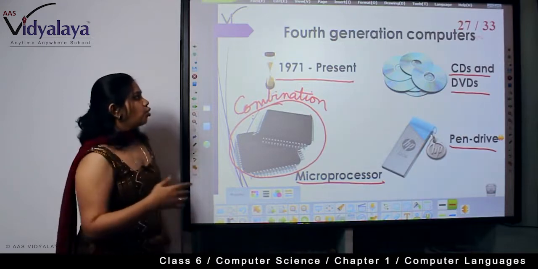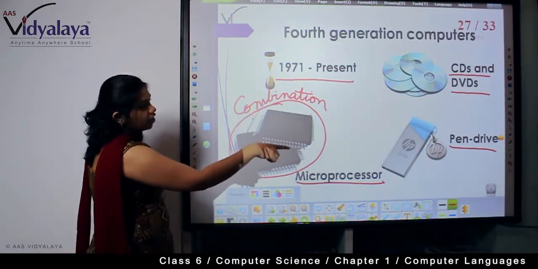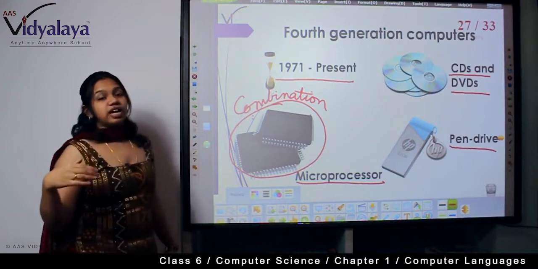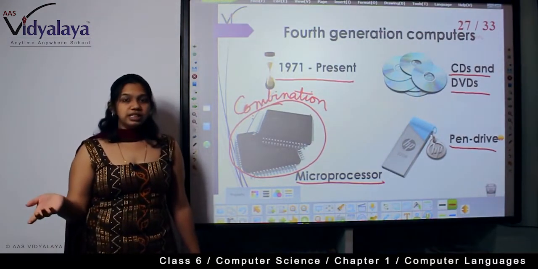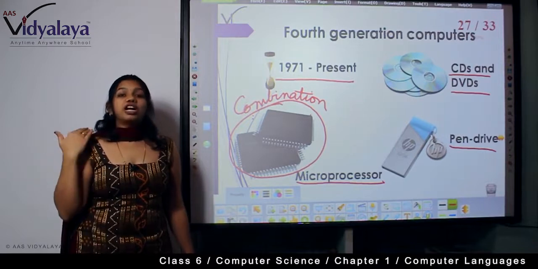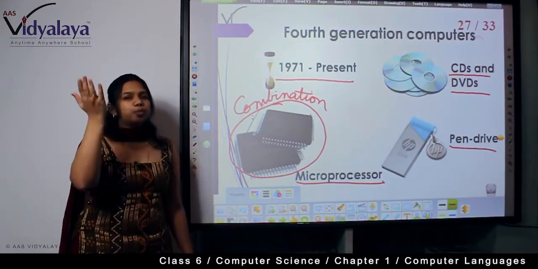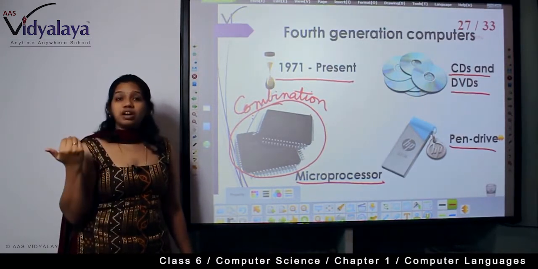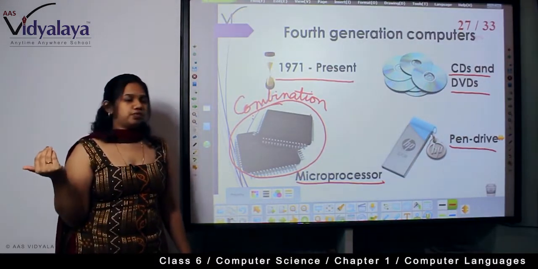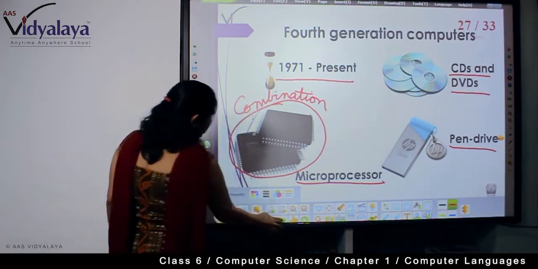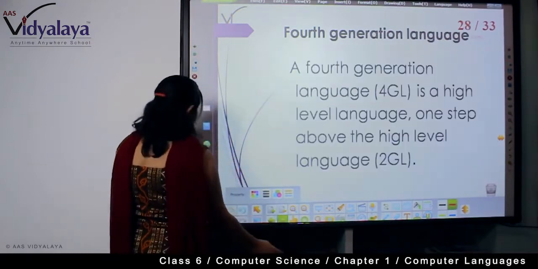Is that clear? Okay. So the pen drives, CDs and DVDs, and right now we have various other storage options. We have clouds, yes, online services where all you need to do is put your files online and retrieve them wherever you want, whenever you want. All you need is just an internet connection for that. Alright.